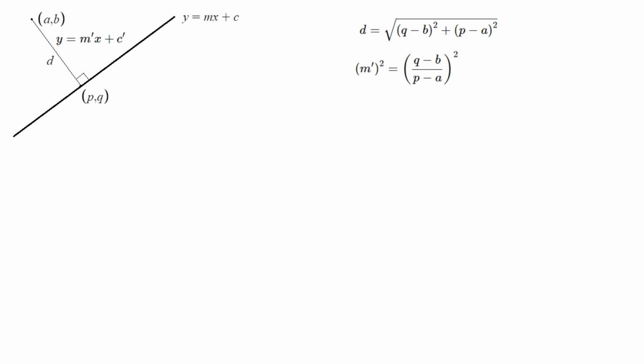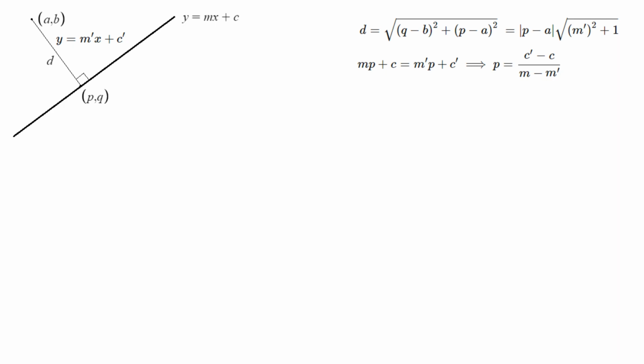Squaring this equation on both sides, rearranging a little and adding (p - a)² on both sides, we get the left hand side of the equation to be equal to d². Therefore, the distance d is equal to the absolute value of (p - a) times the square root of 1 + m'². Since both lines meet at (p, q), we could equate q on both line equations. Doing so, and after some rearrangement, we get p as this ratio. Now the question is, what are m' and c'?